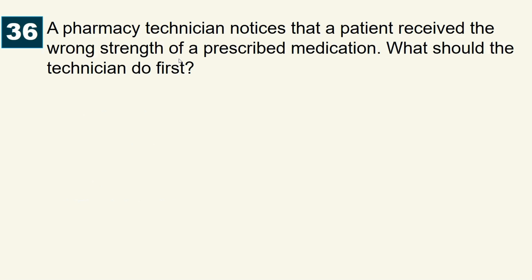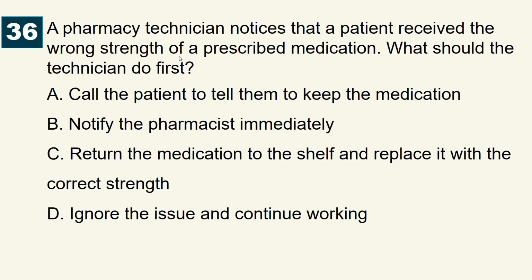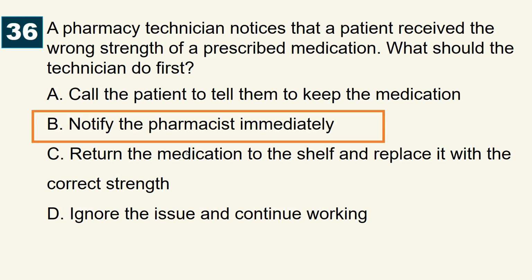Next, a pharmacy technician notices a patient received the wrong strength of the prescribed medication. What should the technician do first? Call the patient to tell them to keep the medication, notify the pharmacist immediately, return the medication to the shelf and replace it with the correct strength, or ignore the issue and continue working. Notify the pharmacist immediately. This may require pharmacist intervention, so the pharmacy technician should report to the pharmacist.